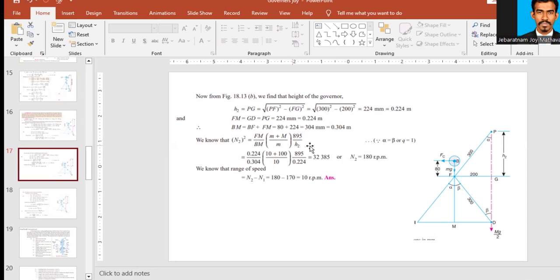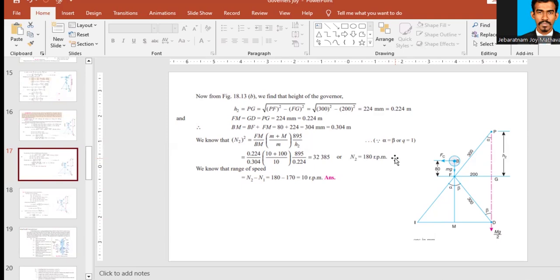So from these data, we can find N2. N2 squared is equal to, according to the equation, FM upon BM, that is 0.224 upon 0.304 into small m, the mass of the ball, 10 kilogram, plus capital M, the central load, 100 kilogram, upon small m, that is 10, again the mass of the ball, into 895, a constant term, upon H2. H2 we have already found as 0.224. When you solve it, we will have N2 as 180 RPM.